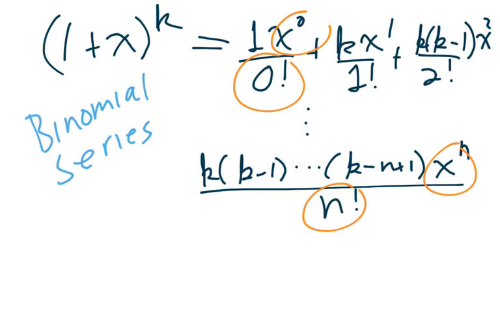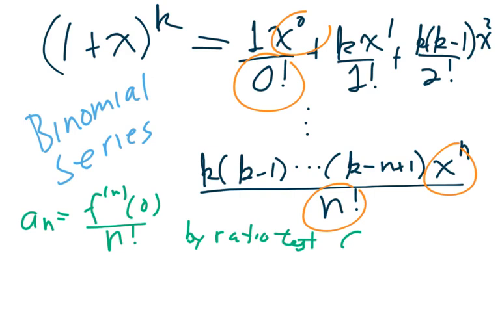The a sub n's look like the nth derivative evaluated at 0 over n factorial, and that's what these guys are. And we could show by ratio test that the limit is 0. By ratio test, a sub n converges, so the series will converge for all x.